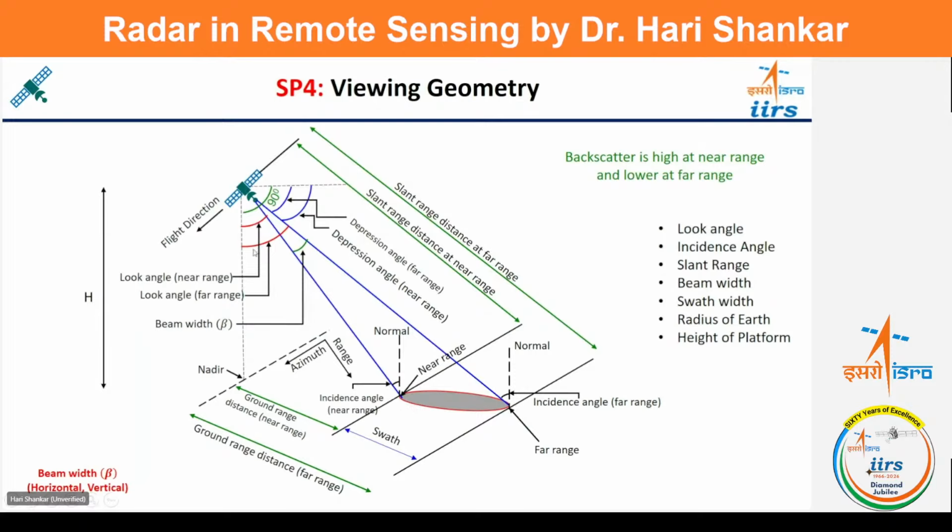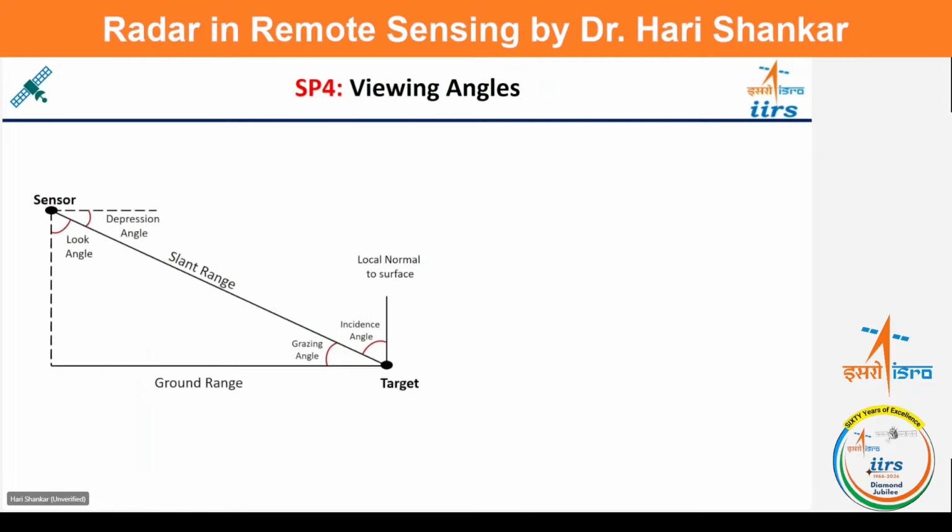Radius of the earth: this is the satellite position, and you take the distance from the center of the earth, because in every calculation the center of the earth is important. The radius of the earth is almost fixed, and above that we are adding this height. That is called the height of the platform.